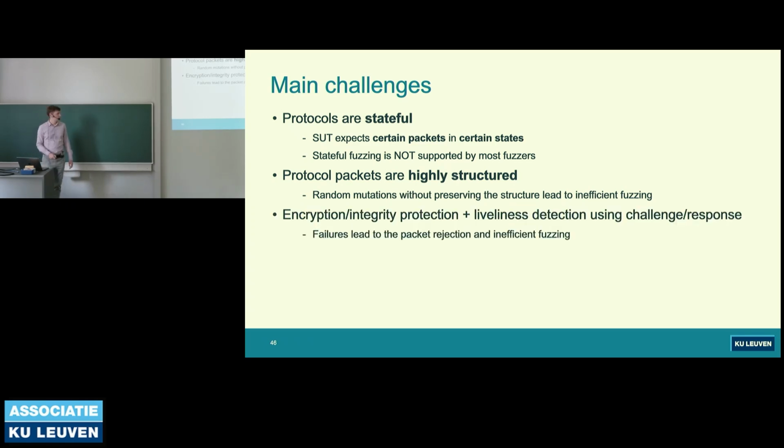Another problem is the presence of encryption or integrity protection, or sometimes liveness detection using a challenge-response mechanism. If you violate encryption or integrity protection, or send a wrong response to the challenge, then again your packet would be rejected without penetrating deeply into the code. So this is, again, something that you, as a creator of the fuzzer, should think about.